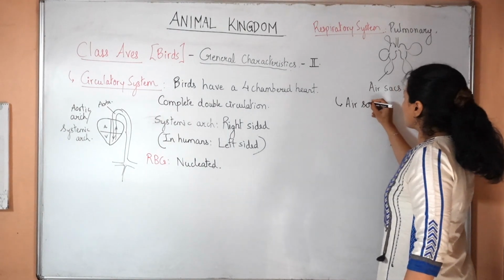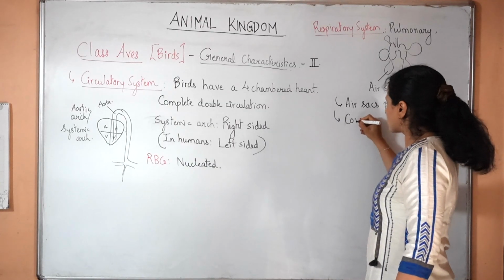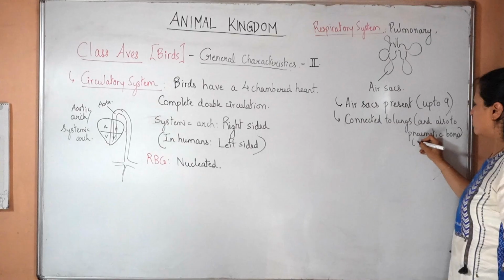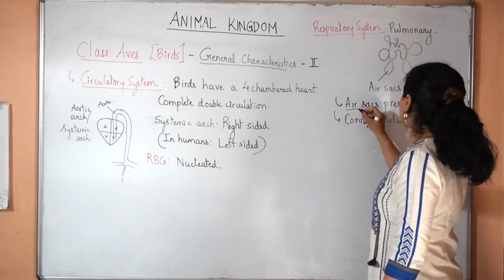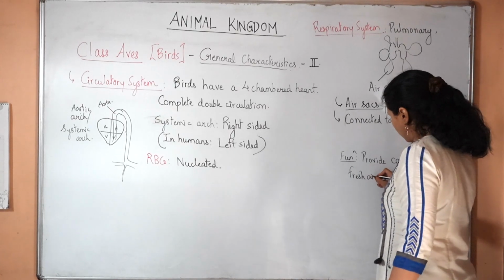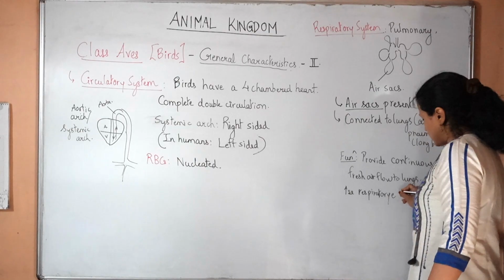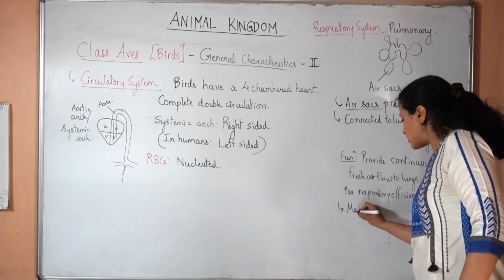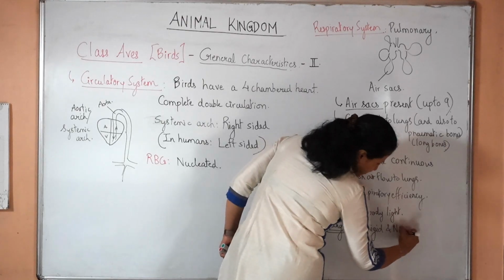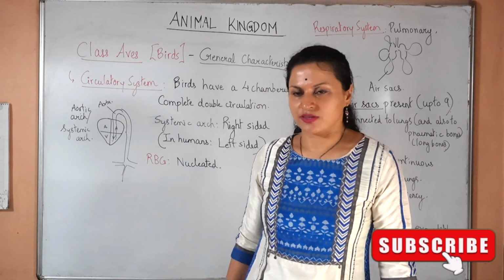Air sacs present up to 9, and they are connected to the lungs and even to pneumatic bones. Pneumatic bones are usually long bones. The function of these air sacs is to provide continuous fresh airflow to lungs and increase respiratory efficiency. Also, they make body light. Bird lungs are said to be rigid and non-expandable. They need to be rigid and non-expandable because of their flight nature.